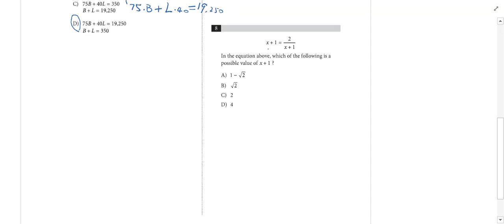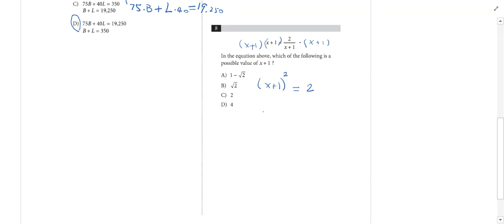We have this equation. They ask which of the following is the possible value of x plus 1, right? So this one you simply multiply both sides by x plus 1. Okay? So you're going to cancel the side. So you're going to have x plus 1 times x plus 1, which is x plus 1 squared, and it equals 2.